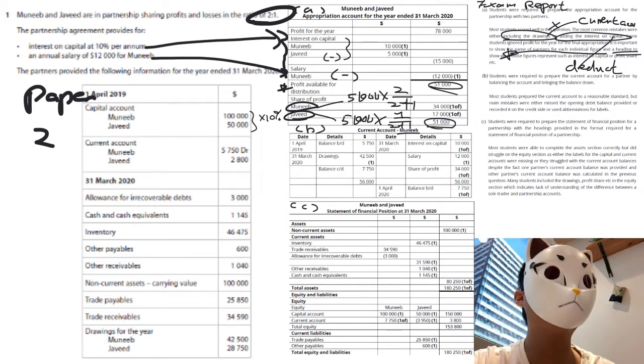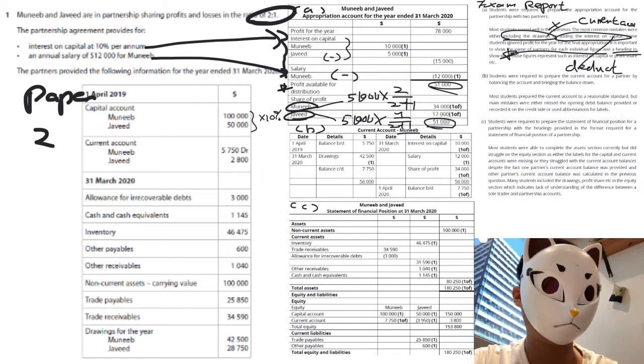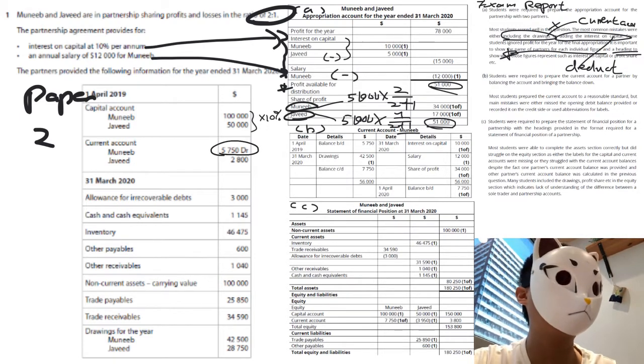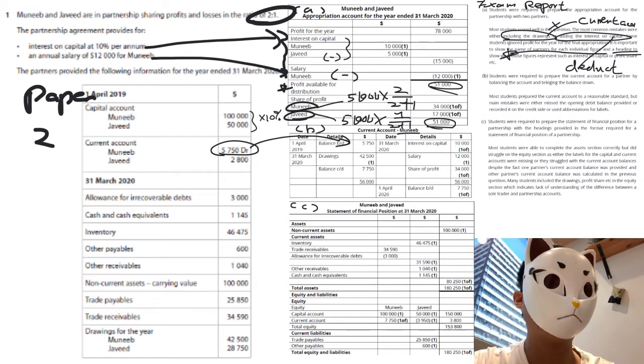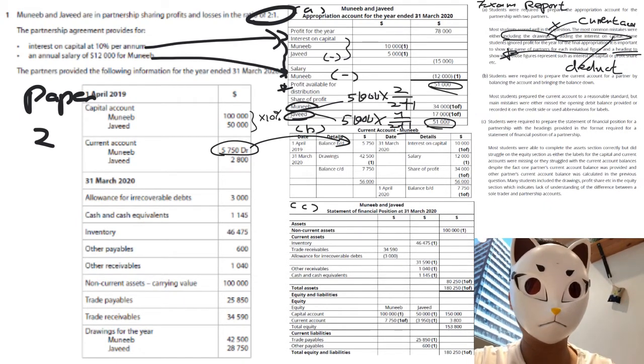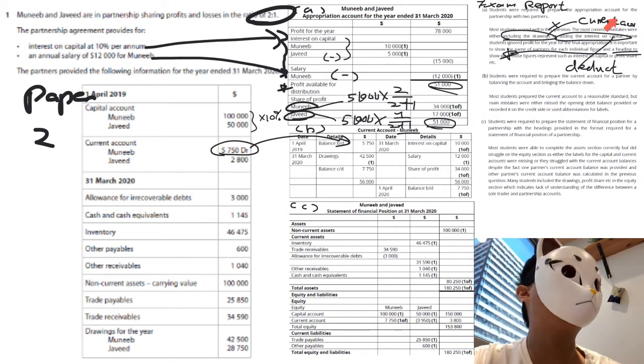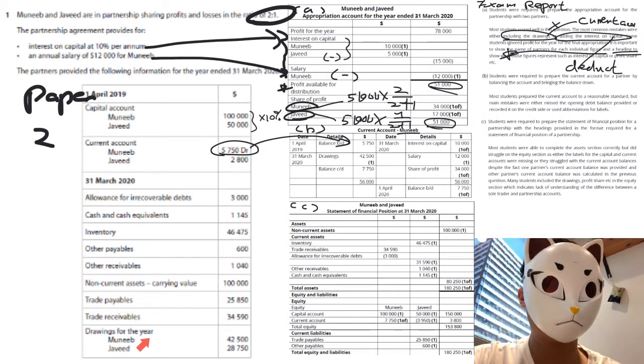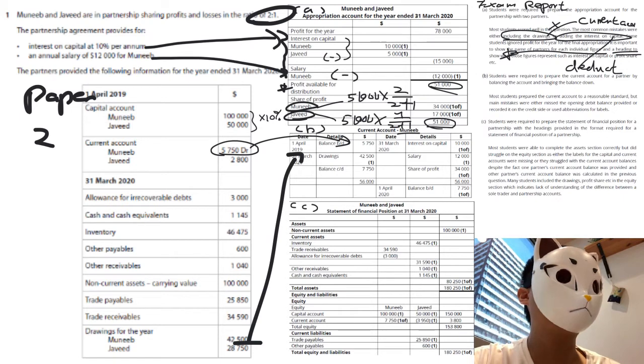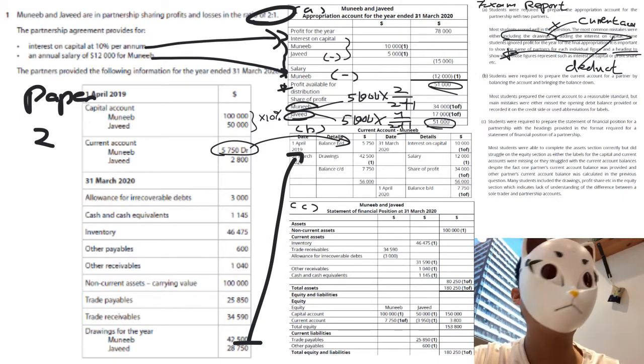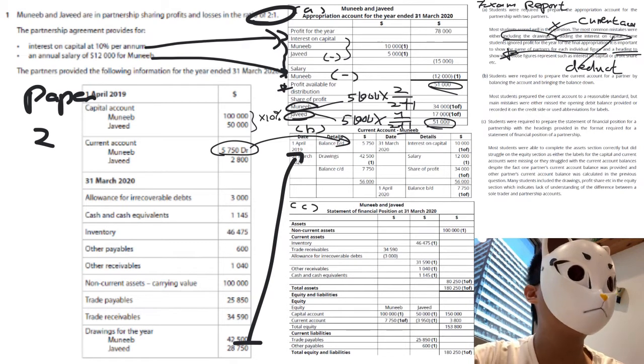Right now we are going to move on to part B. This is to prepare a current account for a particular partner. First of all, you have to check out the balances, and put them on the debit side. And then, as I said, for drawings, you need to check out the drawings and put them in the current account. Next, for the interest on capital, you need to put it here.